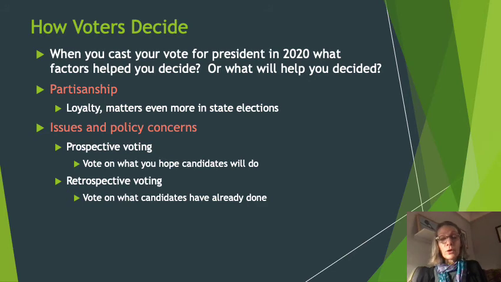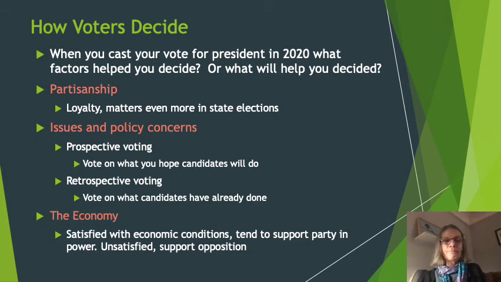I'm looking to the future, and I feel confident that this candidate is going to do what they say they're going to do. Or are you a retrospective voter, where you vote on what the candidate has already done? You're like, man, they have a really good track record. The policies that they support are policies that I support, and I figure they're going to continue on that same line. Another thing that your textbook talks about is the economy.